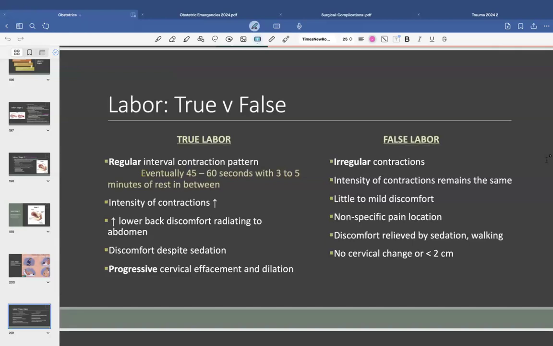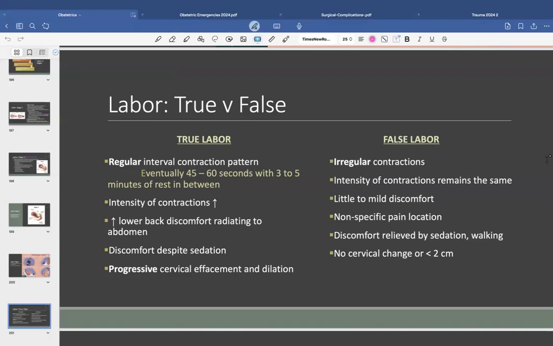If you're having true labor, those contractions are going to get worse in intensity. They're going to feel worse. They're going to have more pain, lower back discomfort radiated to the abdomen. Whereas in false labor, they may have discomfort, but it's not as bad as true labor. It's more mild. They usually don't have any specific pain location either.